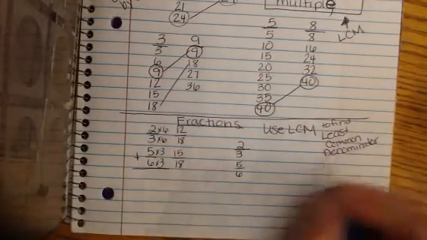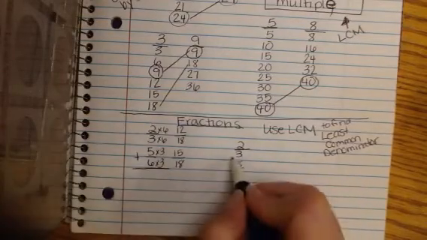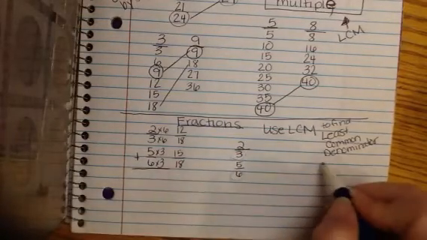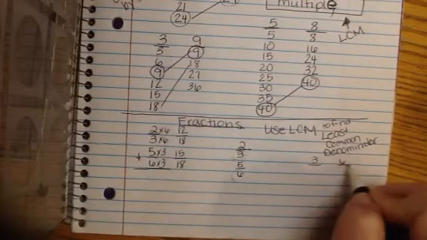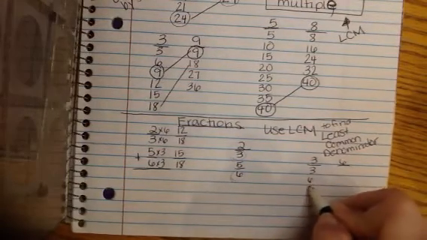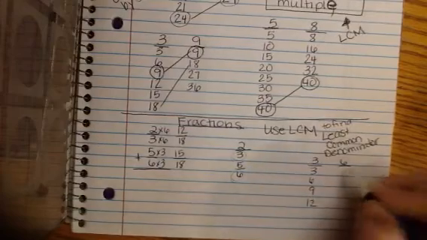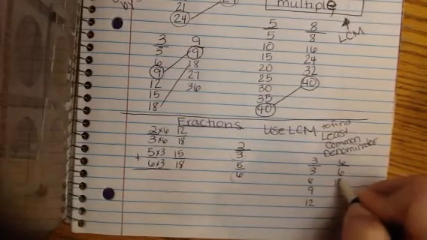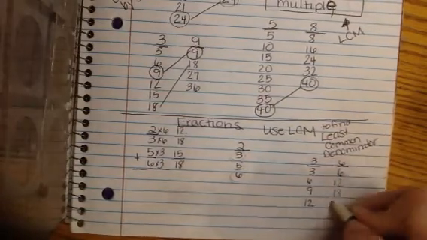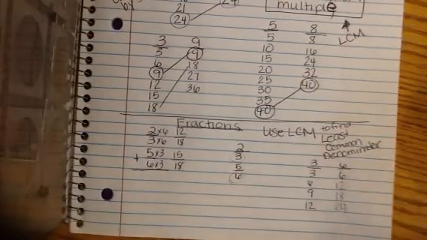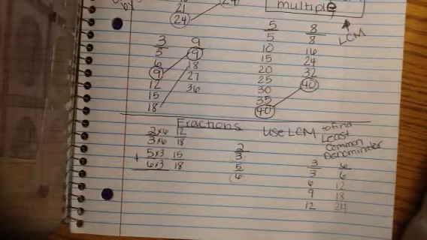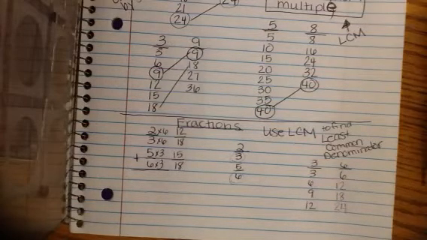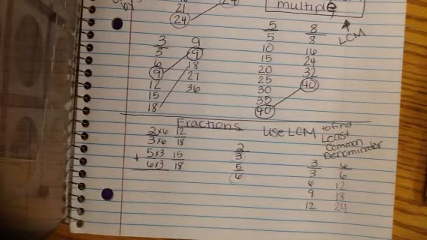So that means I need to make a list using my denominators. Let's make a list with 3 and 6. 3, 6, 9, 12. Let's come over here. 6, 12, 18, 24. Well, I can see my pen's starting to run out. All right, so I would like you to circle the ones that they have in common.